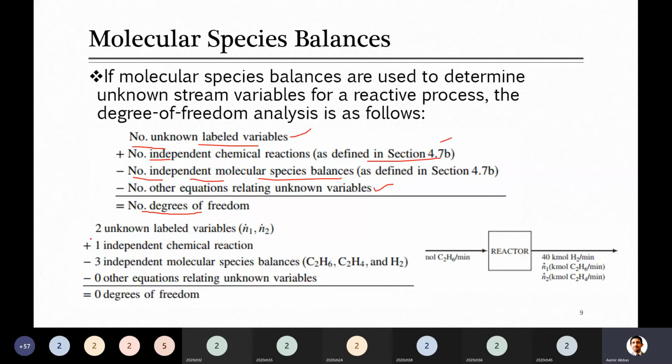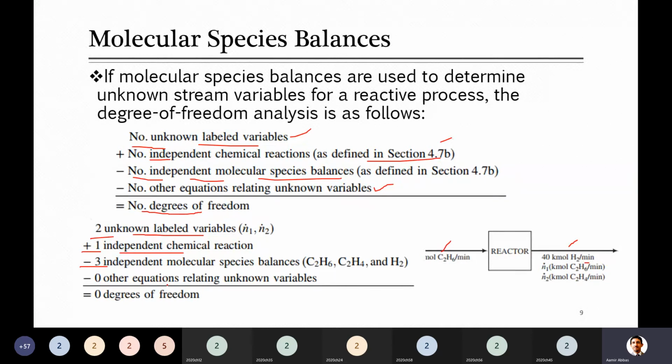What about independent chemical reactions taking place in this system? If you remember, there was only one equation, the dehydrogenation equation. And when you write the balance on these species, they are independent from each other. We already discussed generation, consumption, and those terminologies. There were 3 species: C2H4, C2H6, and hydrogen. So we can write 3 independent molecular species balances.